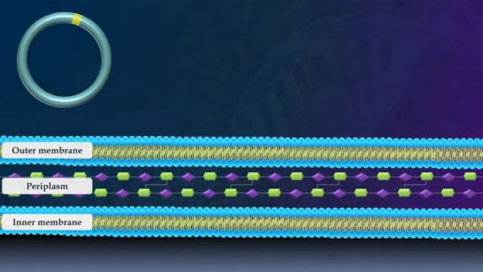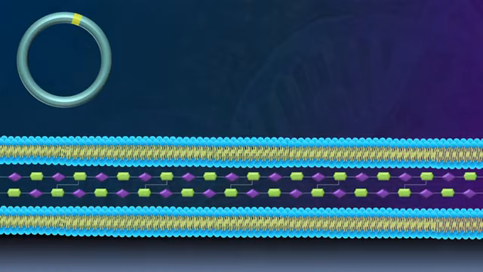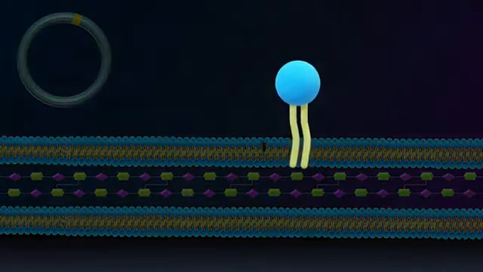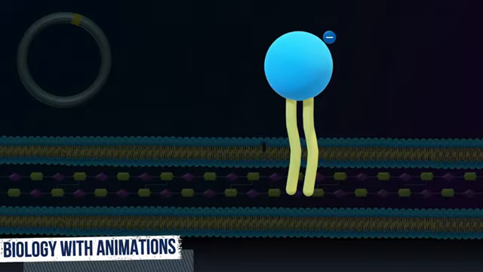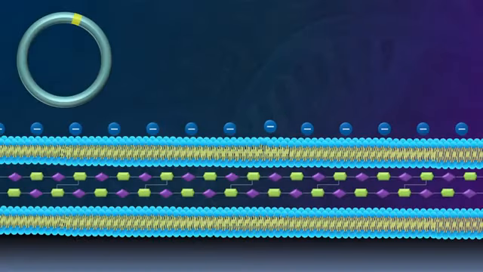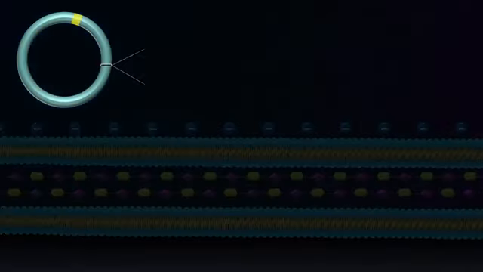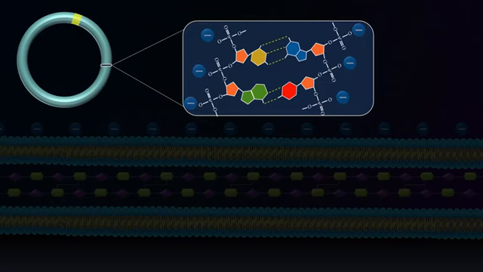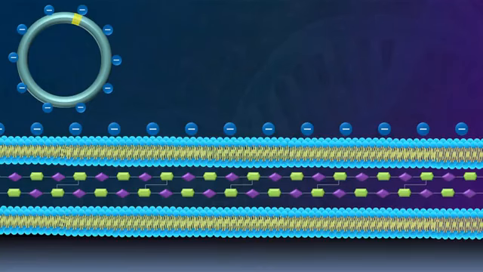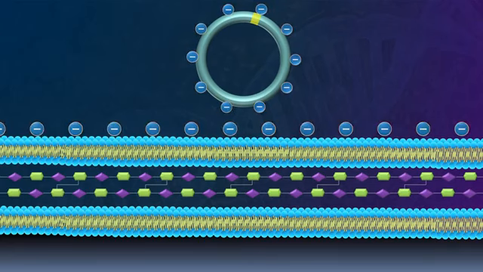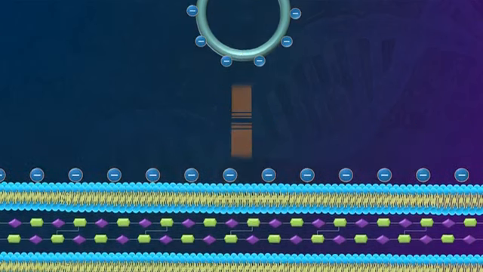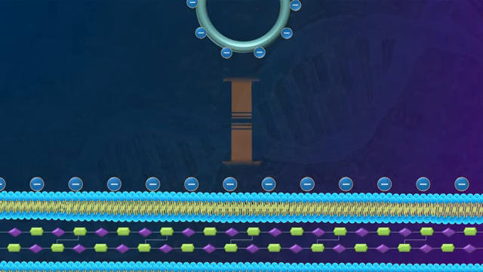E. coli carries a net negative surface charge. This charge arises from the phosphate groups within the phospholipid molecules. Additionally, recombinant DNA carries a negative charge due to the presence of phosphate groups in the nucleotides. Because DNA carries a net negative charge and the bacterial cell surface is also negatively charged, repulsive interactions occur between the plasmid and the bacteria.